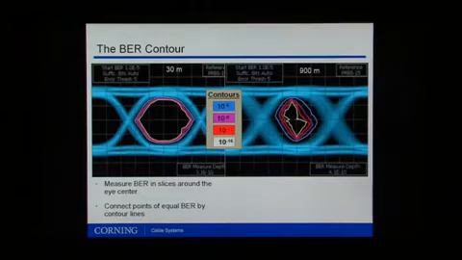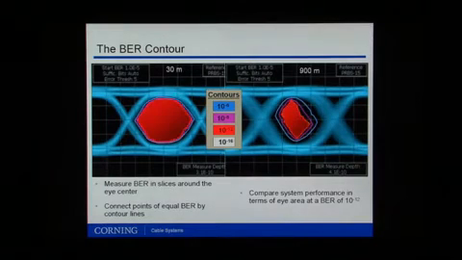Here we have 2 examples. On the left is a 30-meter piece of fiber. The contours are very closely spaced and very open. There's a lot of area in the middle of the eye at a very low bit error rate. On the right side is a very long piece of fiber, 900 meters. Here we see the contours are much further apart from each other, and they close down in the center of the eye. There's not much margin in this eye for operating at a low bit error rate.